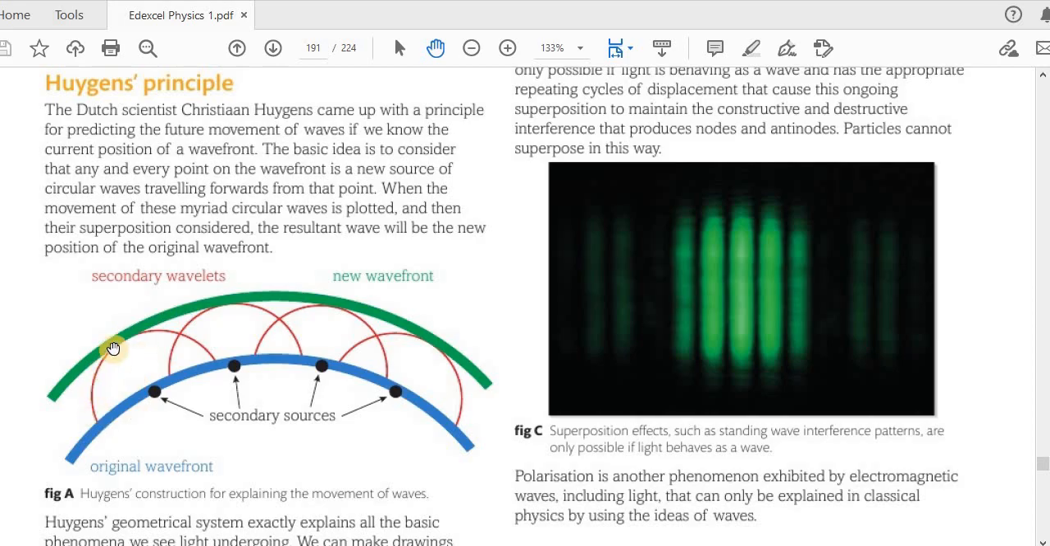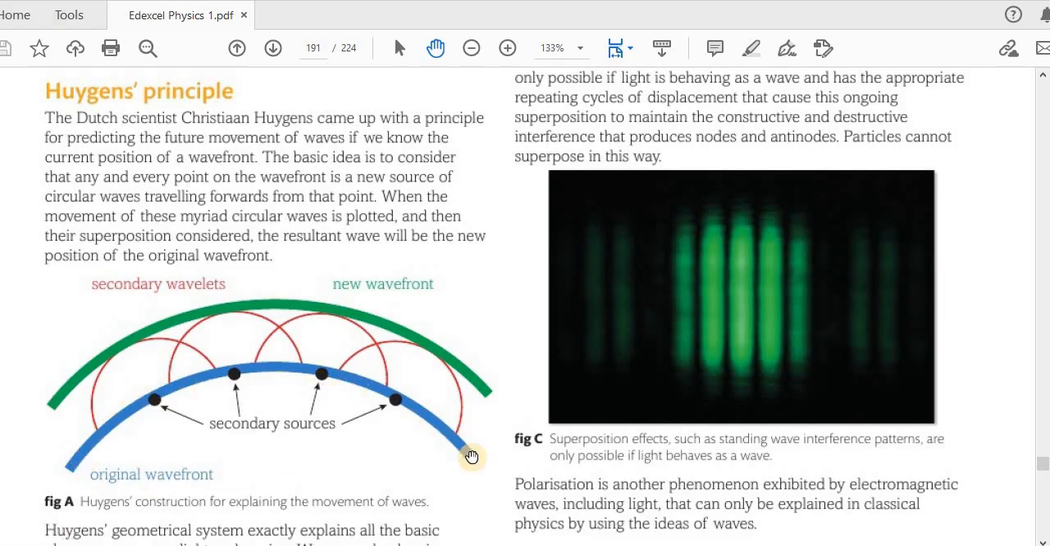So here you can see, imagine you have these points on this blue wavefront, and then from these you can draw semicircles, taking each point to be the center of a circle. You can do it with this like this, and then this line here, which is touching part of the circumference of those semicircles, will form the new wavefront.